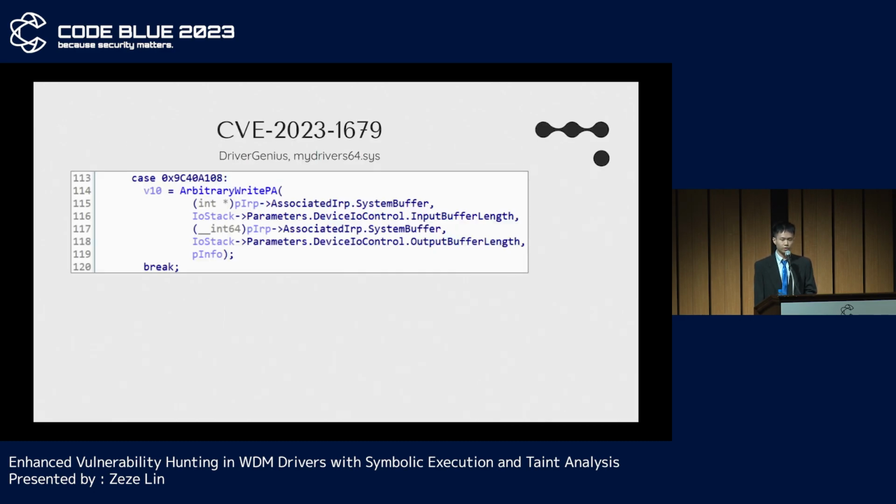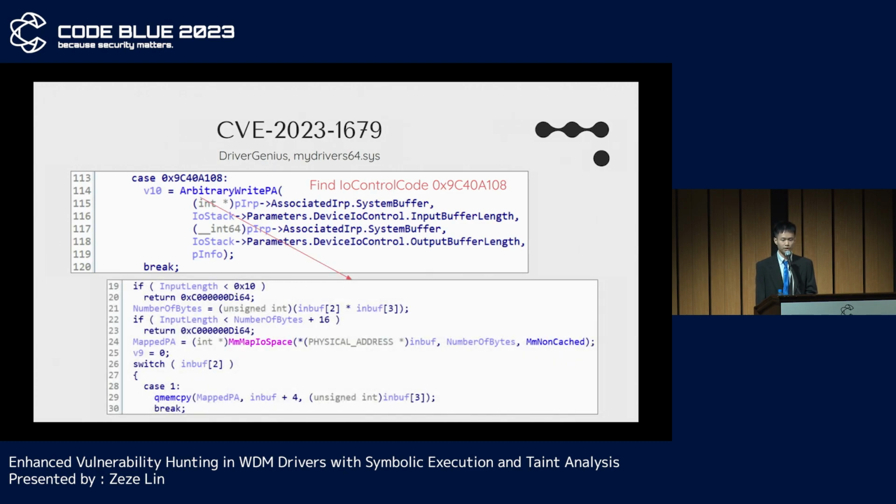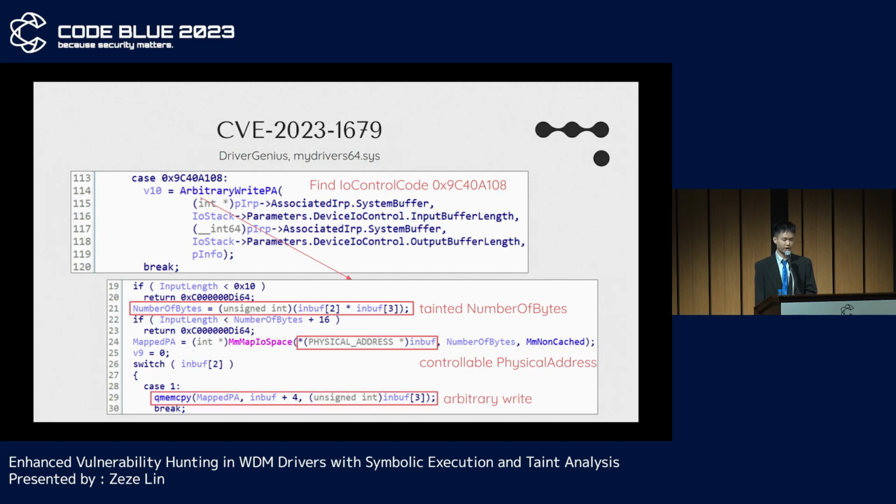Take a CVE in mydriver64 from Driver Genius, hunted by IOCTLens, for example. In the specified IO control code, the program calls a function, which I name arbitrary write PA. In the function, we can see that the number of bytes is tainted, and the program then calls MmMapIoSpace with both parameters, physical address and number of bytes, controllable. So an attacker can exploit the vulnerability to write into an arbitrary physical address.